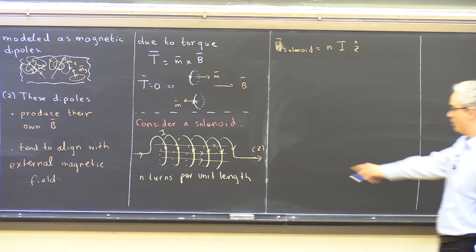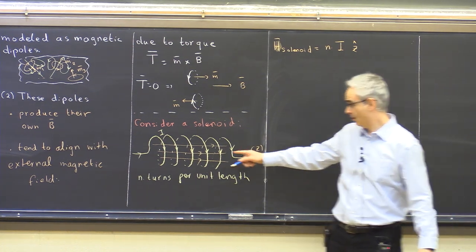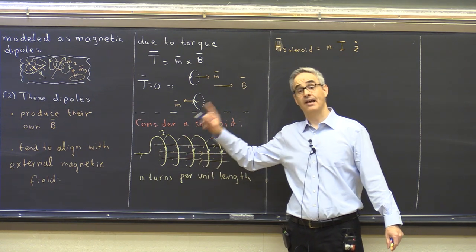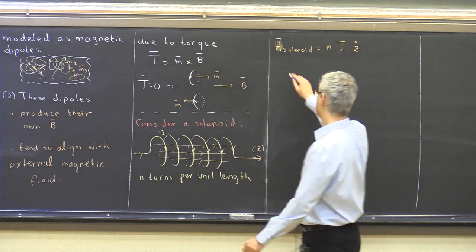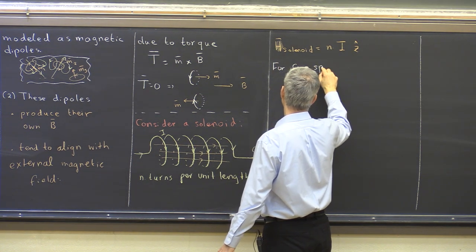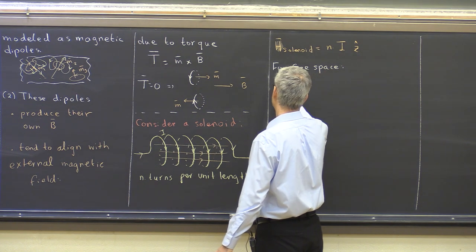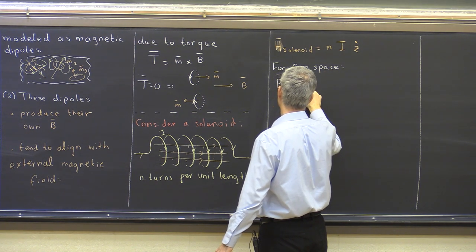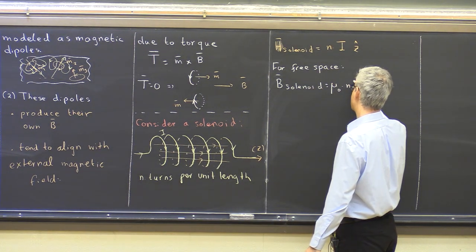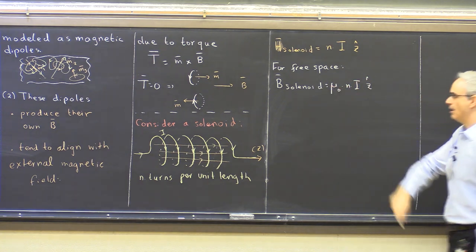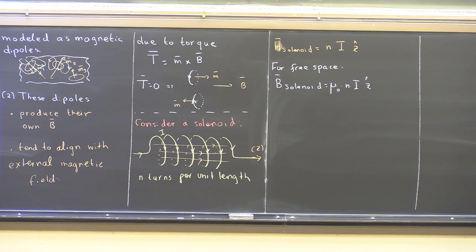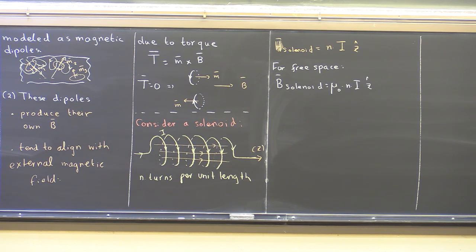That means that now that I have here pure wire, the magnetic field lines here are in free space, and the associated magnetic flux density will be mu naught times this. So mu naught times n times I z hat. Because now I have the solenoid, I have this magnetic field in free space, as you see. So these magnetic flux lines are in free space.